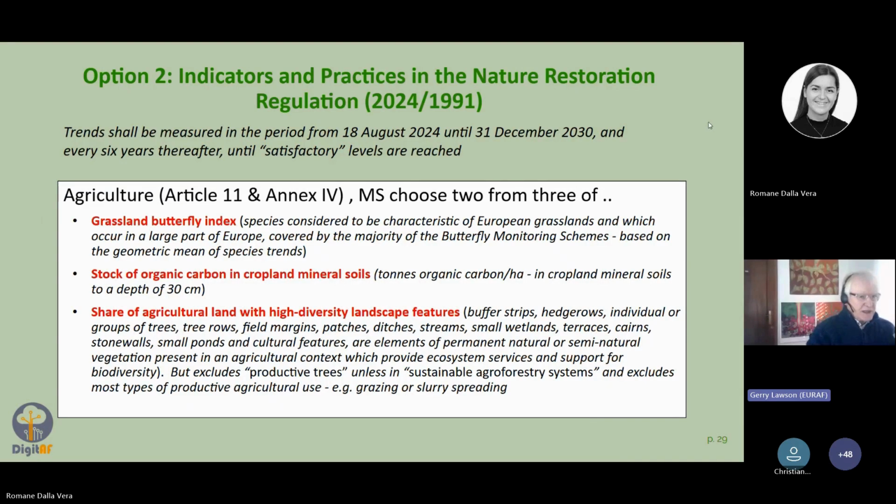In terms of the Nature Restoration Regulation, there are 3 indicators suggested in it for biodiversity, and it would be good if a project can conform with those. One is in terms of agriculture: the indicator of agricultural land with high diversity landscape features. So that's for agricultural land. Next slide.